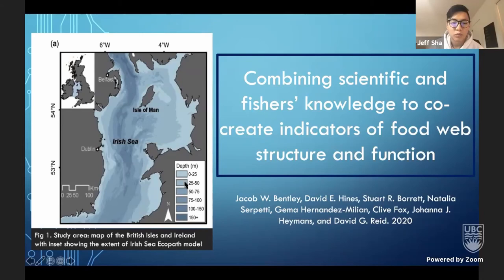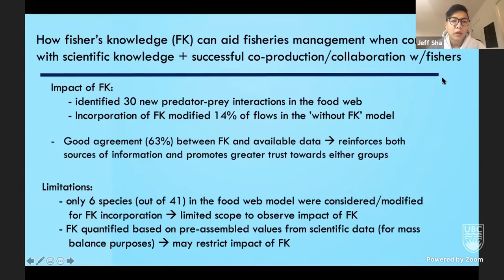The main goal of this paper, I thought, was to determine how fishers' knowledge can aid fisheries management when combined with scientific knowledge, and also to document the approach of success with co-production and collaboration between fishers and scientists. Some of the key findings were the impact of incorporating fishers' knowledge. The important ones included that incorporating fishers' knowledge identified 30 new predator-prey interactions in the food web, and also modified 14% of flows in the model from the without fishers' knowledge scenario.